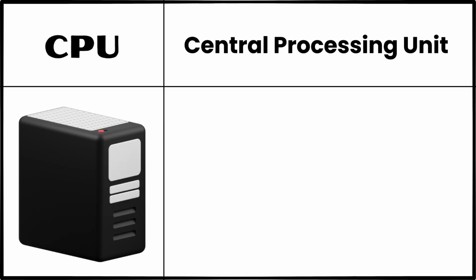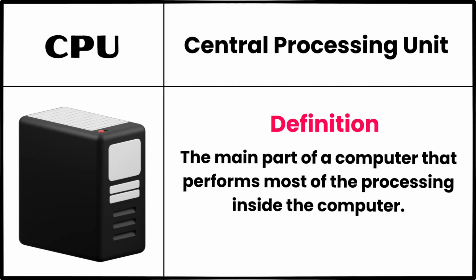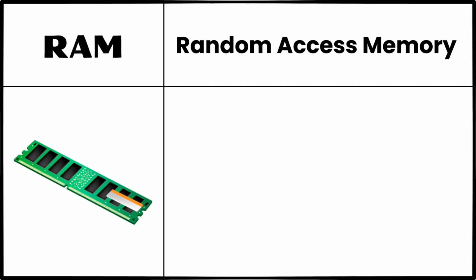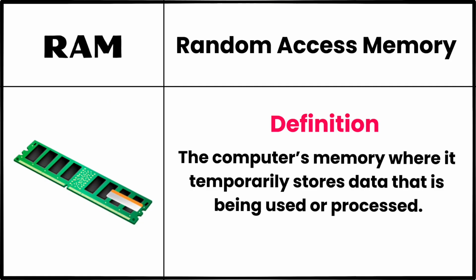Central Processing Unit. Definition: the main part of a computer that performs most of the processing inside the computer. Random access memory. Definition: the computer's memory where it temporarily stores data that is being used or processed.